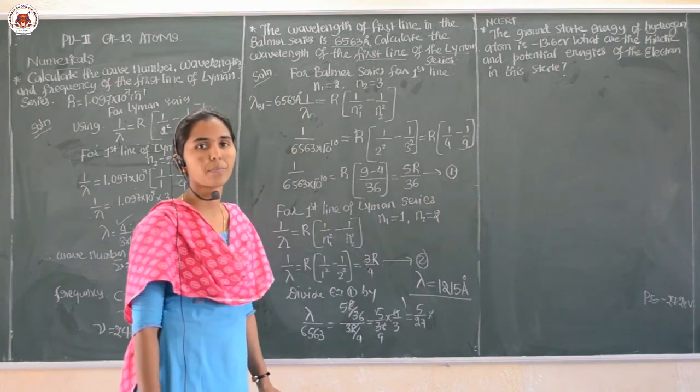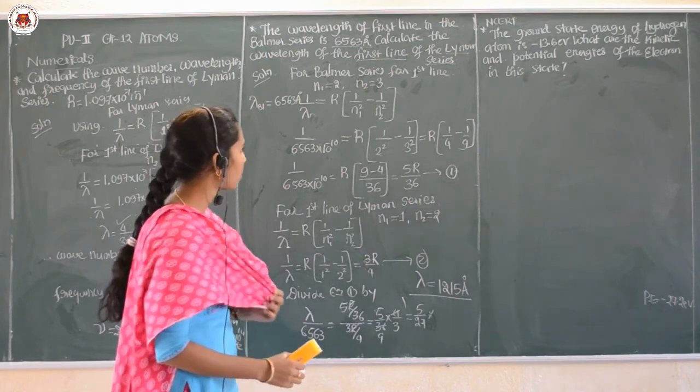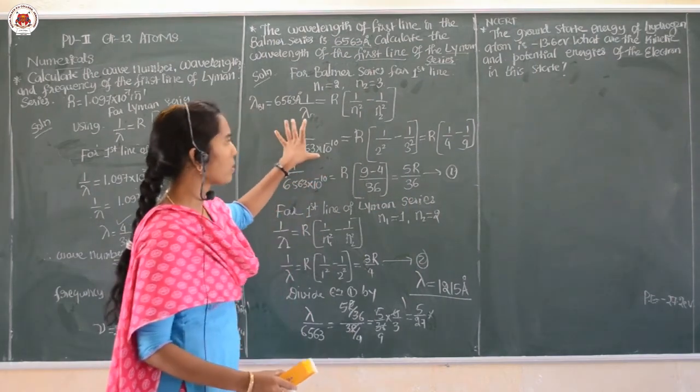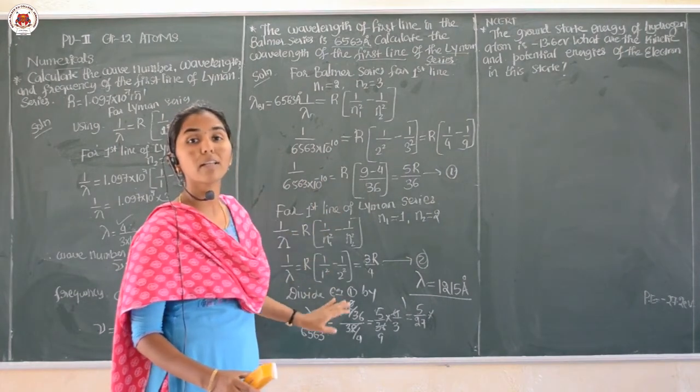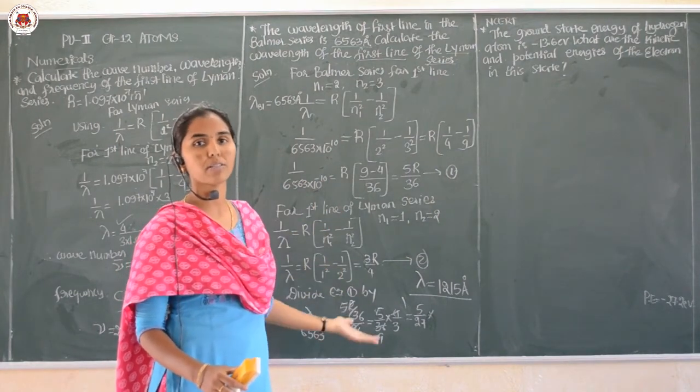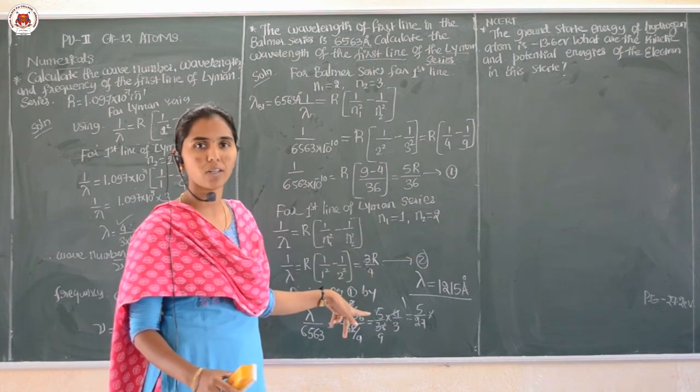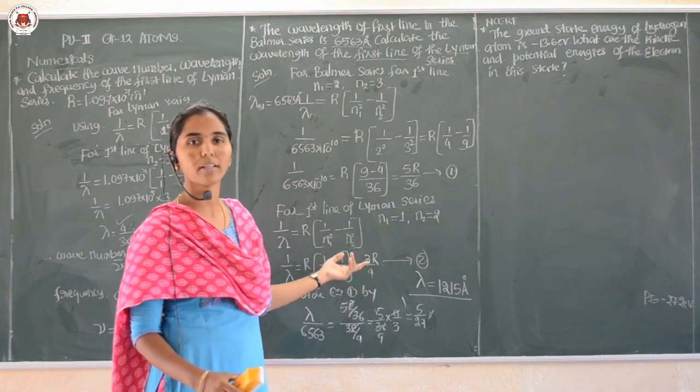1215 angstrom. Okay. See, here in this Balmer series the wavelength is given and they asked you to find the wavelength of the first line in the Lyman series. Both the series are different, but you can still calculate the wavelength.